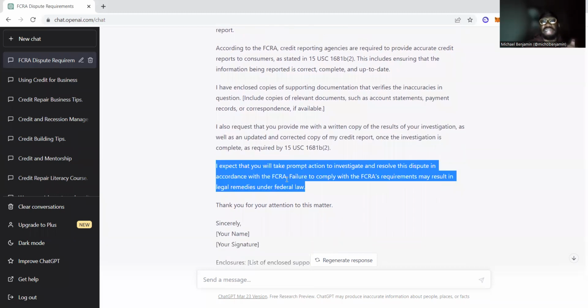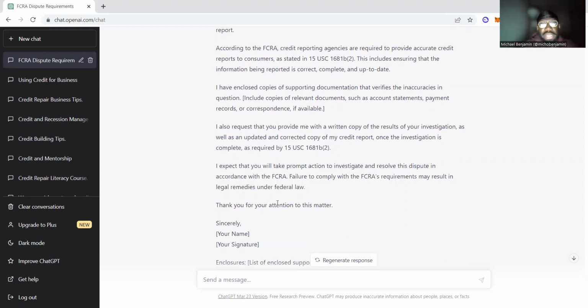I expect that you will take prompt action, investigate, and resolve this dispute in accordance with FCRA. Failure to comply with FCRA's requirements will result in legal remedies under federal law. So that's good. That point too, I would include the 15 USC 1681n, willful noncompliance. You could also include 15 USC 1681o, right? So just getting them for the negligence.